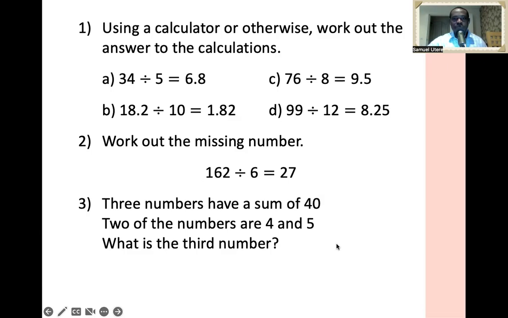Next, you're asked: 3 numbers have a sum of 40. 2 of the numbers are 4 and 5. What is the third number? For things like this, you arrange them like this. The 3 numbers have a sum of 40, so you write them out. This is missing, so again, we can do inverse operation. 4 add 5 will be 9. So to get what that number is, you will do 40 subtract 9, and that will be 31.